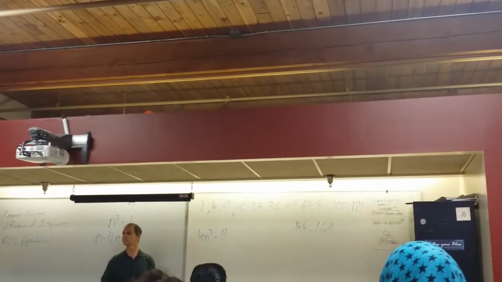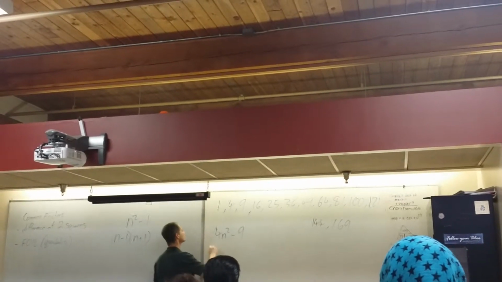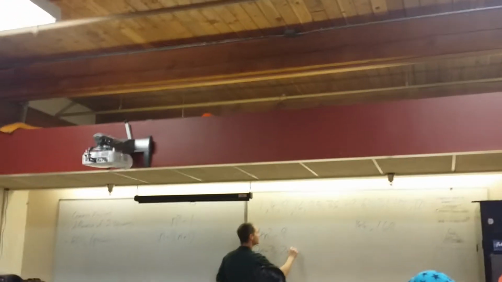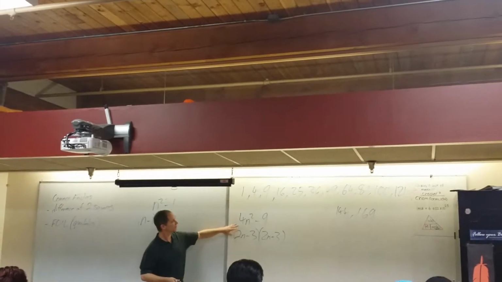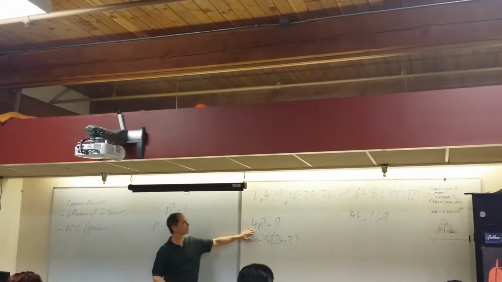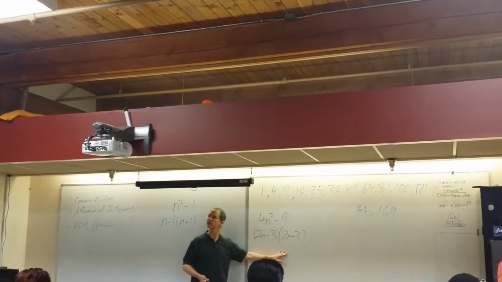2n minus 3 times 2n plus 3. We have 2n minus 3, 2n plus 3. Right? The square root of this, what times what, is 2n times 2n, and 3 times 3. So 2n minus 3 times 2n plus 3. Good.